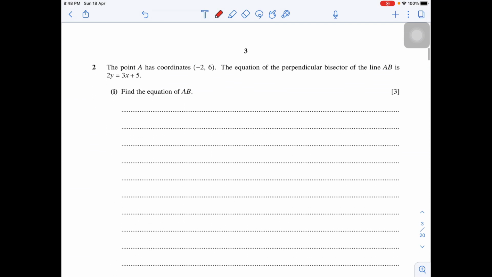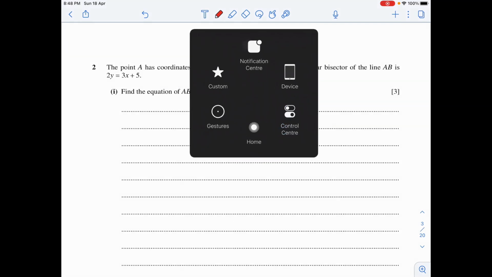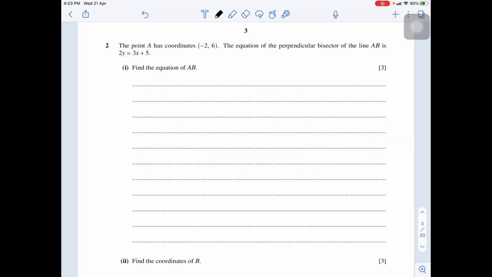Number 2 now. A point A has coordinates negative 2, 6. The equation of the perpendicular bisector of the line AB is 2y equals 3x plus 5. Find the equation of AB.